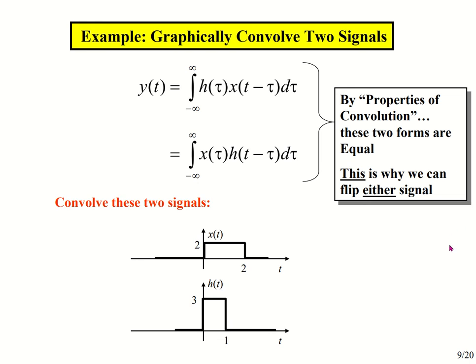So here is a question that is required to be solved using the convolution integral. Convolve these two signals given as x(t) and h(t). x(t) is the input to the system which has the impulse response h(t) shown here. The amplitude of x(t) is 2, and the duration for which it has this amplitude is from 0 to 2. And h(t) has an amplitude of 3 for time 0 to 1. We are required to convolve these two signals, and the result of the convolution will be the output y(t).